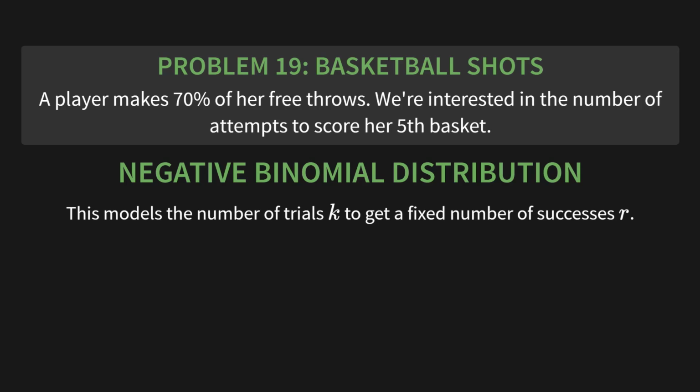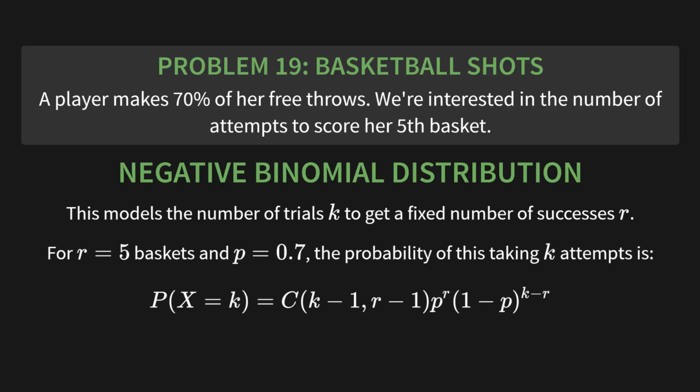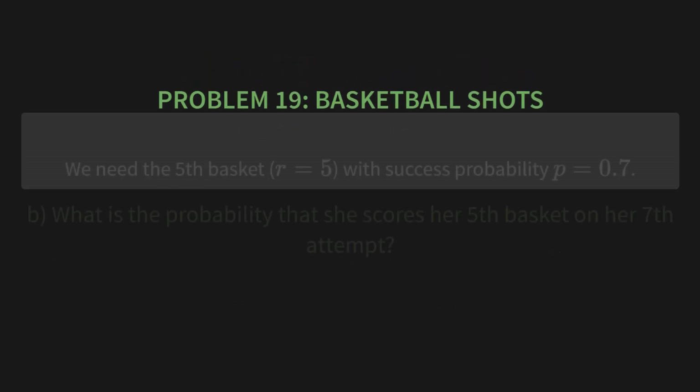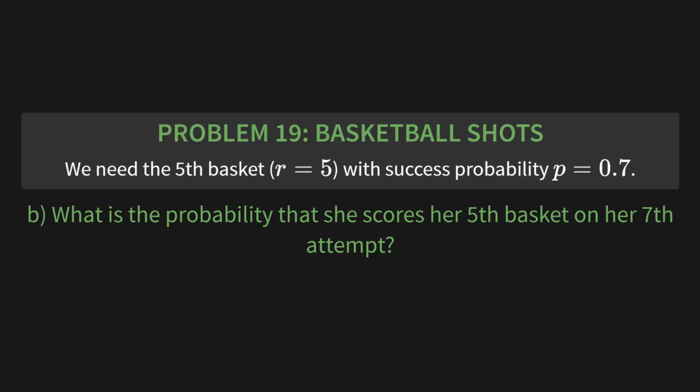For r equals 5 baskets and a probability of p equals 0.7, the formula looks a little intense, but it's not so bad. P of x equals k is k minus 1 choose r minus 1 times p to the r times 1 minus p to the k minus r. Let's use it. Part B.